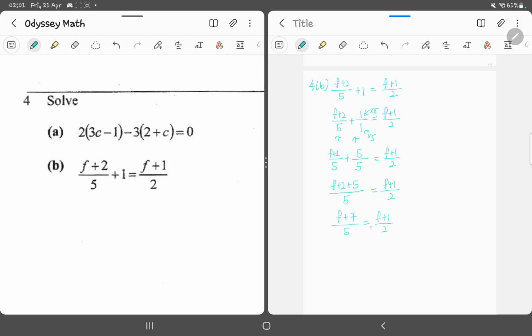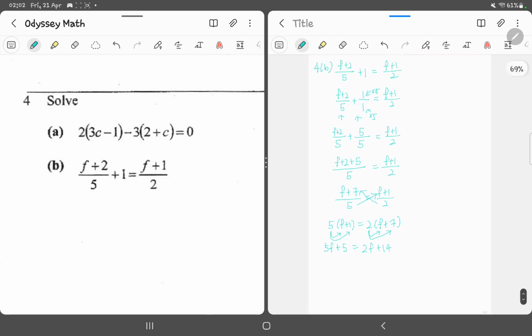So if you see a fraction equal to another fraction, I can do the cross multiplication, okay? So this is 5 times f plus 1, and this is 2 times f plus 7. So multiply this inside: 5 times f is 5f, 5 times 1 is 5, 2 times f is 2f, and 2 times 7 is 14. So let's shift this 2f over to the left hand side. We get 5f minus 2f.